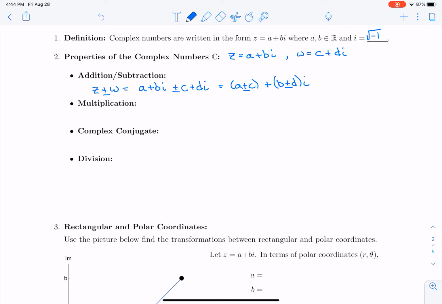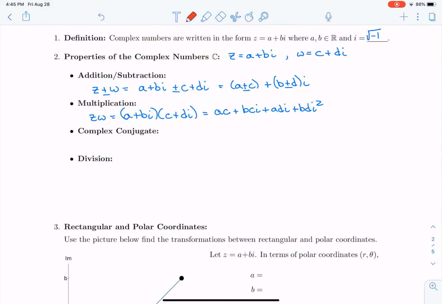Can I multiply two complex numbers together? What would z times w be? Well, it would be a plus bi times c plus di. Now, I'm going to assume that multiplication works the same way as it does for real numbers so that I can distribute. So I'm going to do a times c plus b times c times i plus a times d times i plus b times d times i squared.